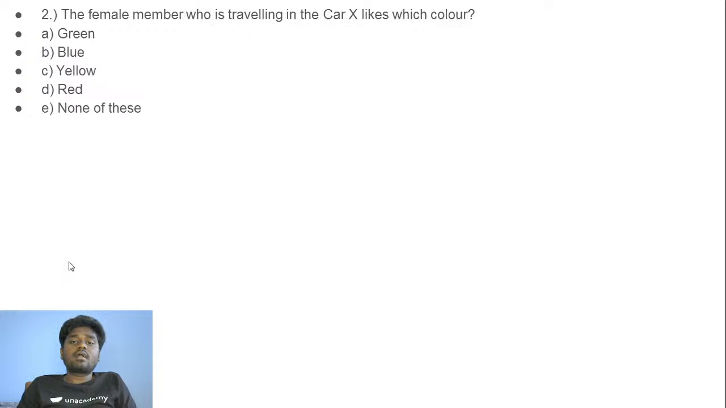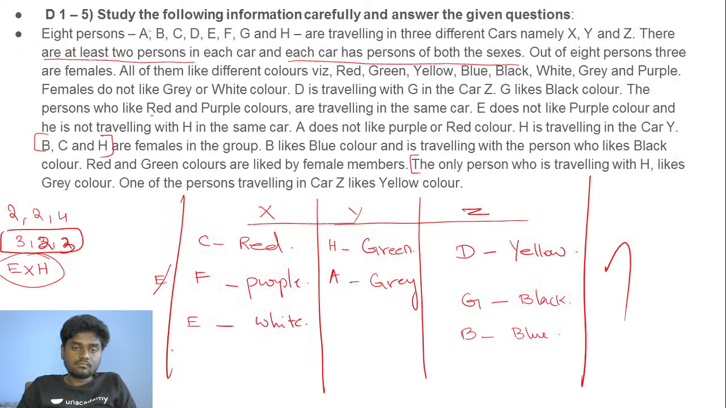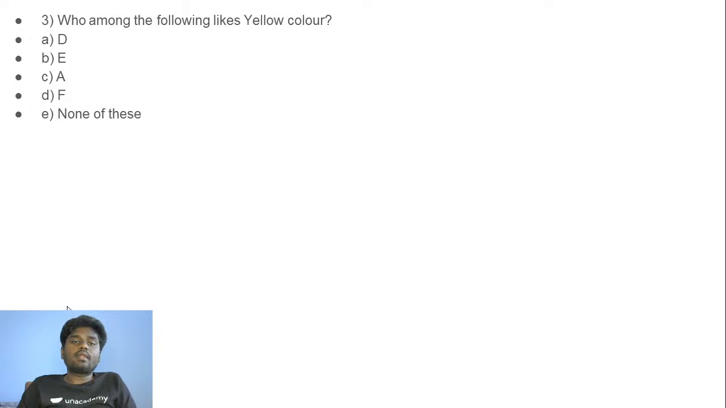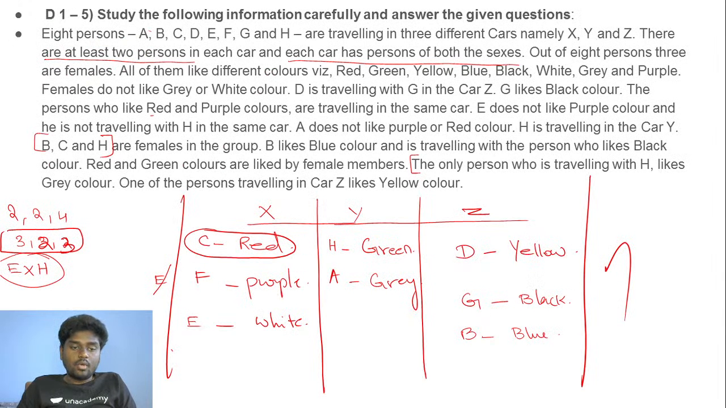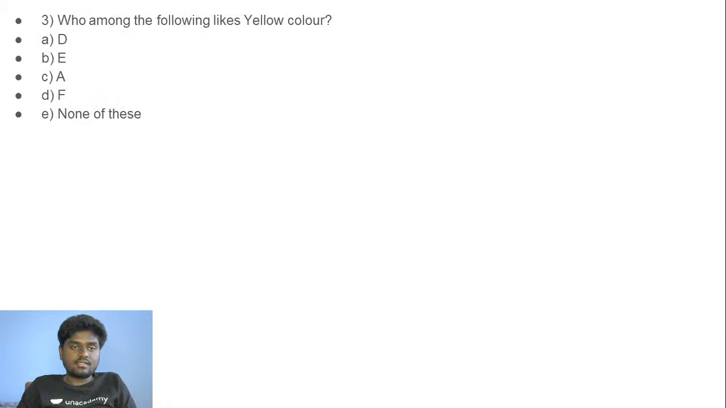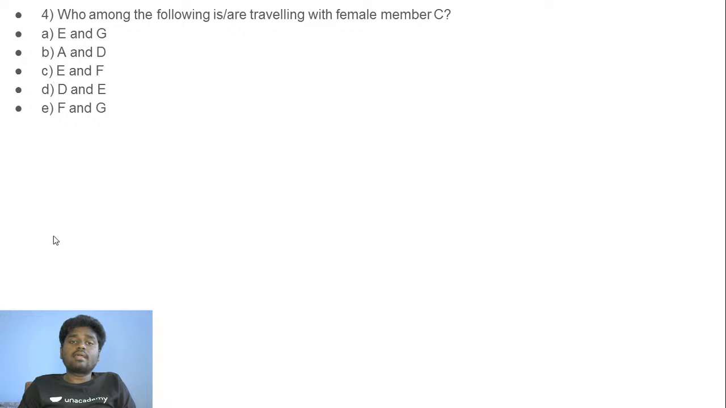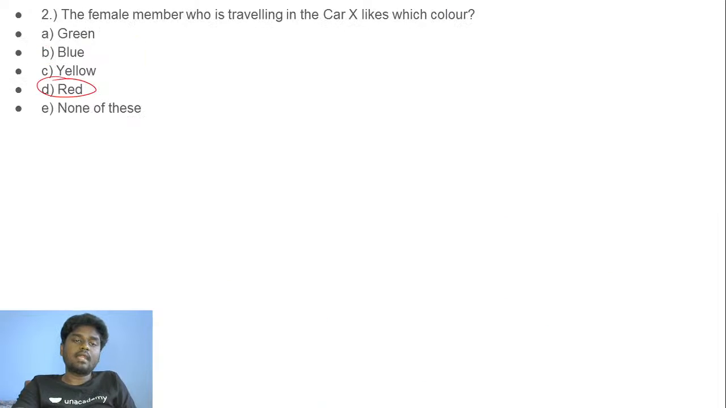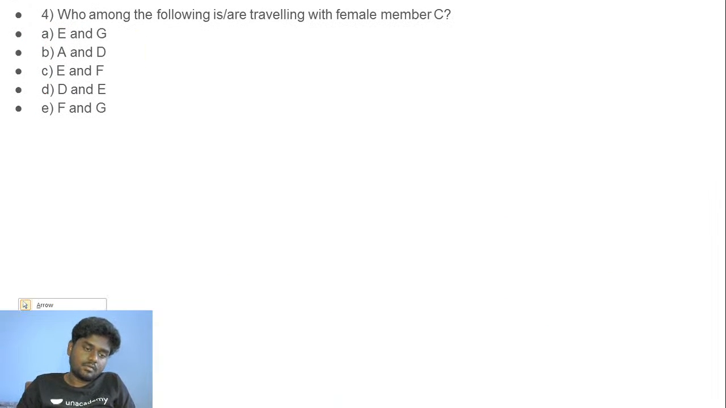And the female member who is traveling in the car X likes which color? So the female member here, it is C. In the car X, she likes red color. Okay. So it's going to be option D. And who among the following likes yellow color? So yellow color is liked by the person D who is traveling in car Z. So it's going to be option A. And which among the following are traveling with female member C? With female member C, it is F and E who like purple and white. So it's going to be E and F, that is option C.